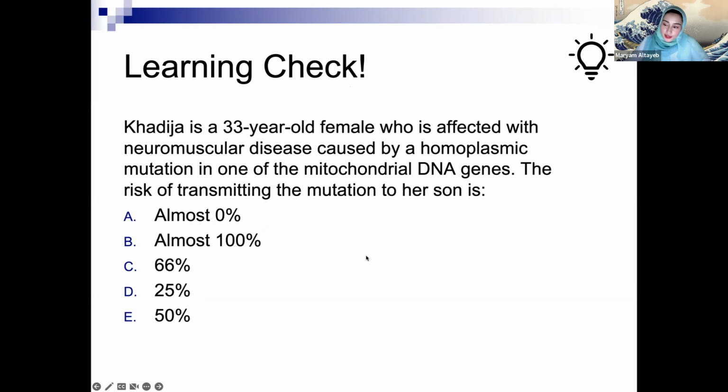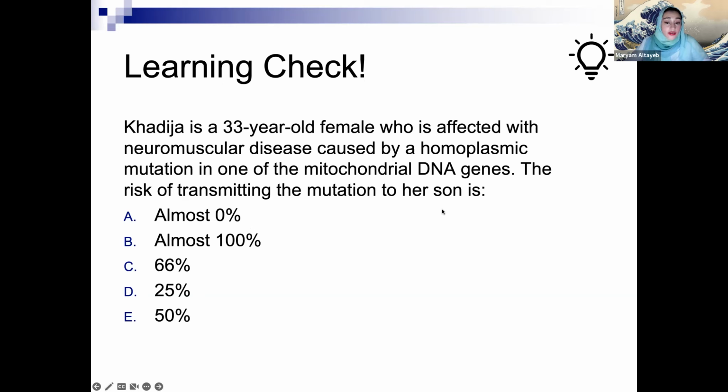Okay, and again, talking about mitochondrial DNA, this is another case for you guys. Khadija is a 33-year-old female who is affected with neuromuscular disease caused by a homoplasmic mutation in the mitochondrial DNA gene. So remember, she's a female, and this is mitochondrial DNA. The risk of transmitting the mutation to her son is almost 0, almost 100, 66, 25, or 50%. Okay, so remember, because she's a female and it's a mitochondrial DNA gene, remember the pedigree we looked at before, that means almost 100% of her children will get the disease.